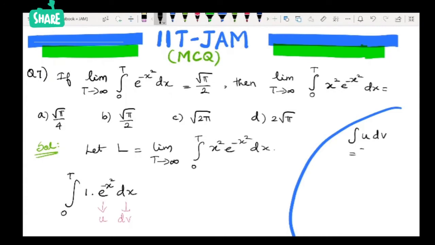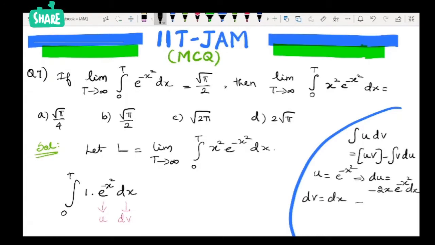We know that whenever we have this integral u dv, the formula is uv minus integral v du. Here u is e power minus x square, so du will be minus 2x e power minus x square dx. And dv I'm going to take as dx, so v will be simply x.